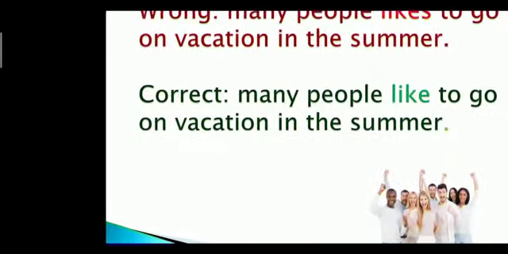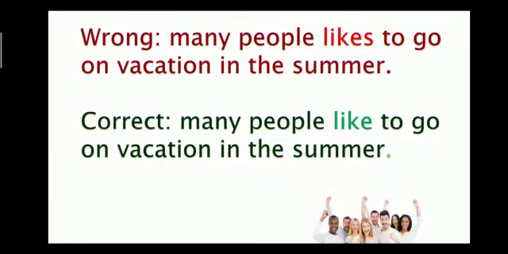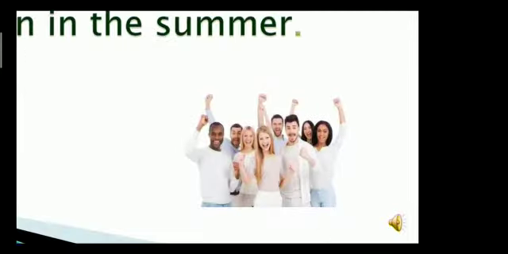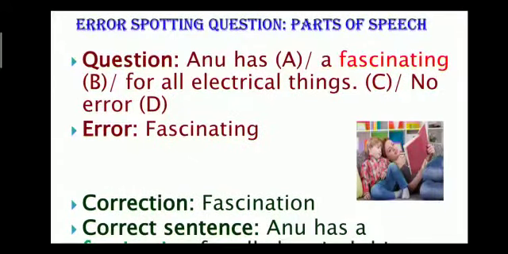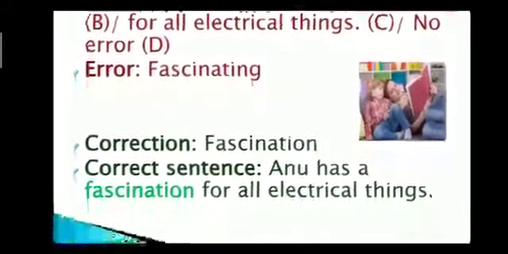Next example. Many people likes to go on vacation in the summer. In this sentence, the error word is likes. The correct sentence is: many people like to go on vacation in the summer. Error spotting question on parts of speech. Question: Anu has a fascinating for all electrical things. In this sentence, the error word is fascinating. The correct sentence is: Anu has a fascination for all electrical things.